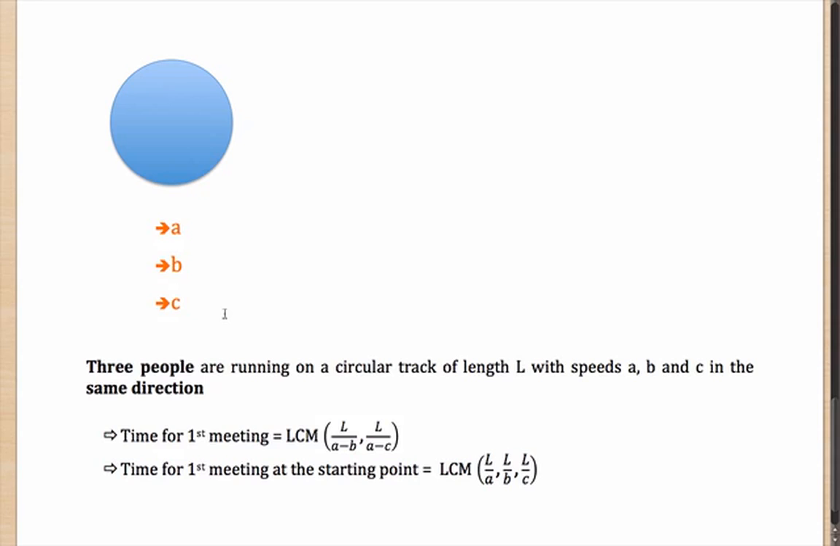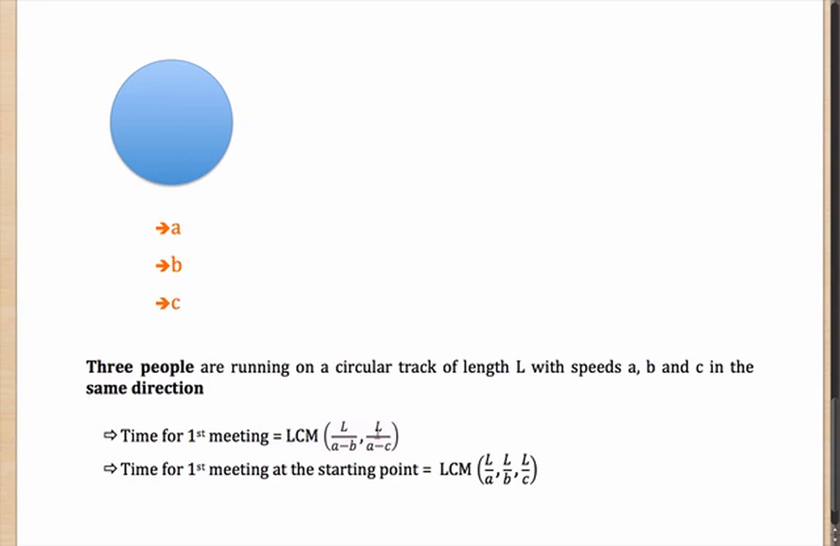So let's say A and B meet after every 15 seconds. So that means L by A minus B came as 15. A and C meet after every 20 seconds. That is L by A minus C came as 20 seconds. Then what will happen? A and B will meet at 15 seconds, 30 seconds, 45 seconds, 60 seconds, 75 seconds and so on. A and C will meet at 20 seconds, 40 seconds and 60 seconds, 80 seconds.